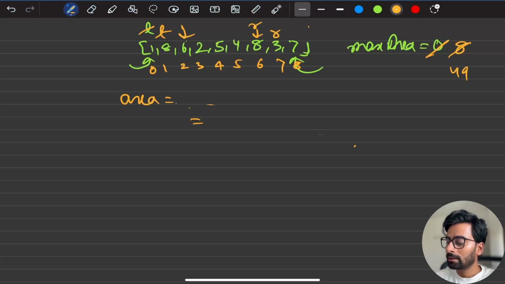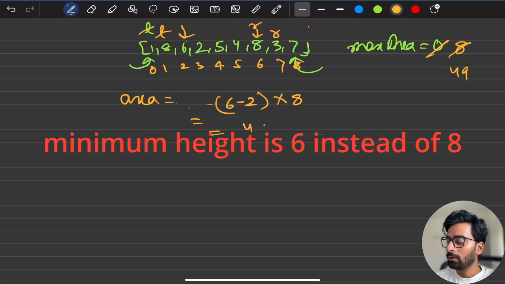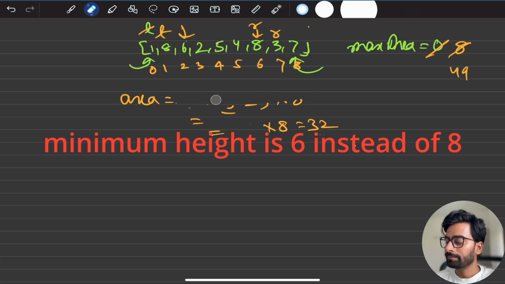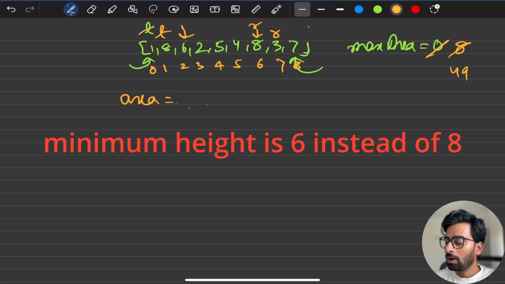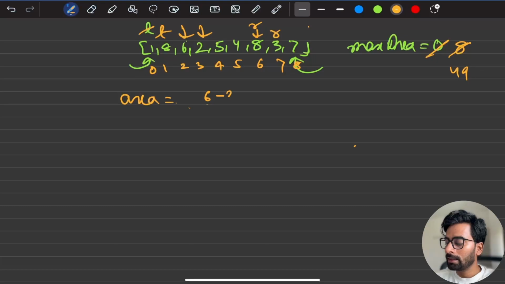Now if I subtract the indexes, this is going to be 6 minus 2 into the minimum of 8, 6. So this is 8 and this is 4. This is 8, so the answer is 32, which is again less. Next time I'll move my left again. So this will be 6 minus 3 and the height will be the minimum of 8 and 2, which will be 2.